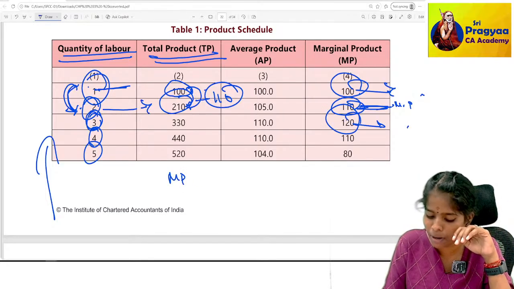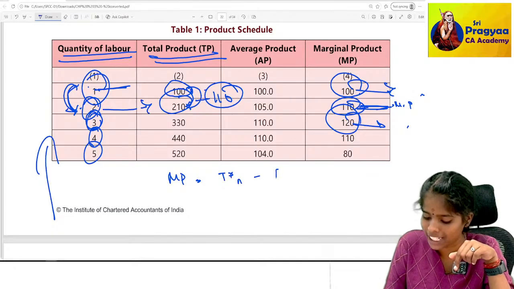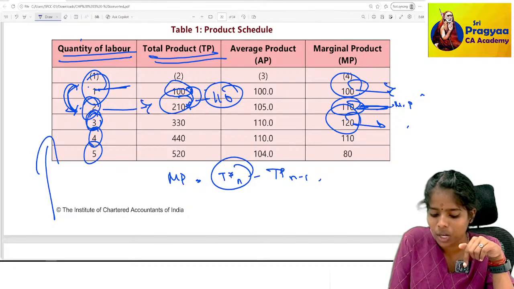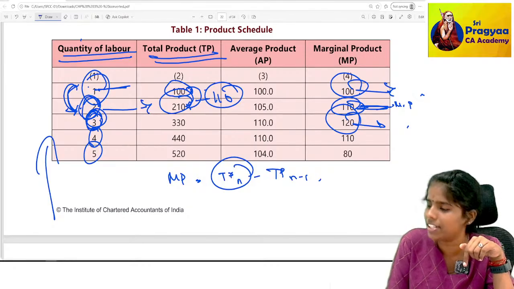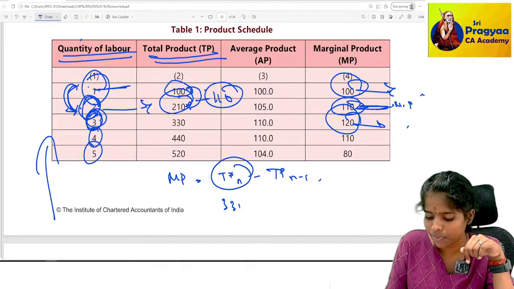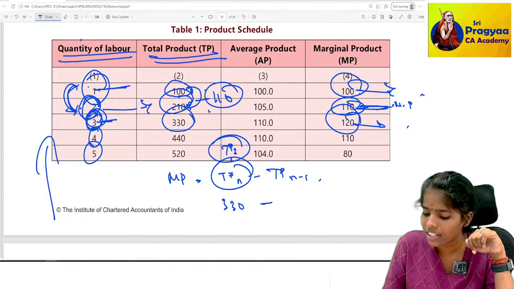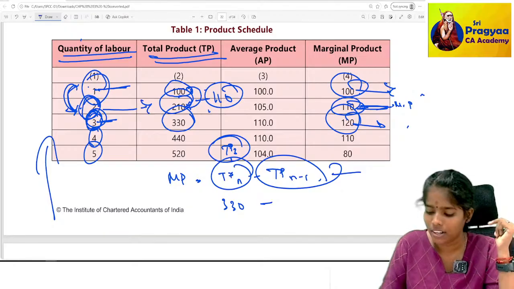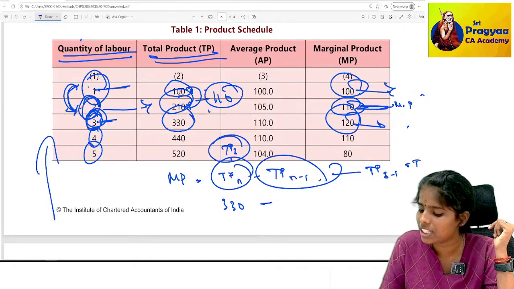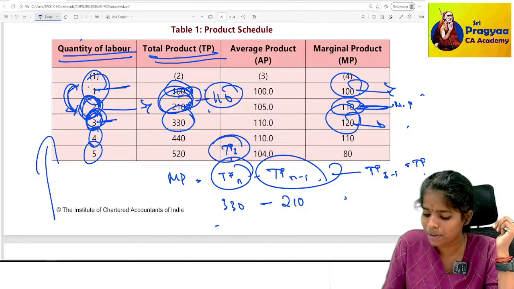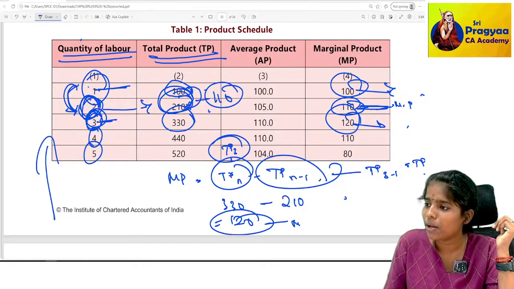So here marginal product is nothing but TP of n minus TP of n minus 1. TP of n na என்னது? Total product when quantity of labor is for example 3 வச்சுக்கலாம். What is it? 330. TP n na TP of 3 laborers. Input 3 ஆ இருக்கிறப்போ what is my total product? Minus TP of n minus 1. அப்போ TP of 3 minus 1 which is TP of 2. 2 units of labor இருக்கப்போ what is my total product? 210. 330 minus 210, 120 will be my marginal product.